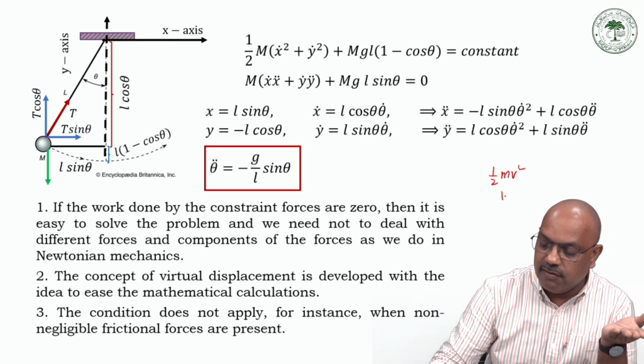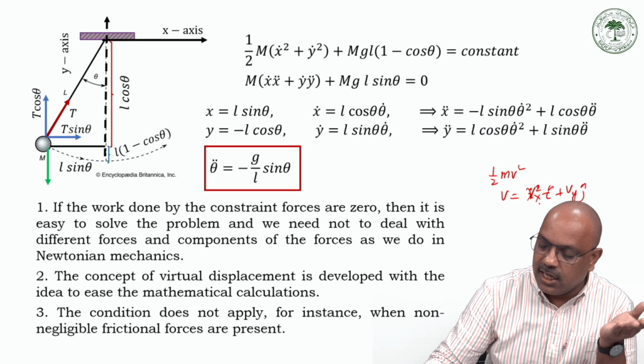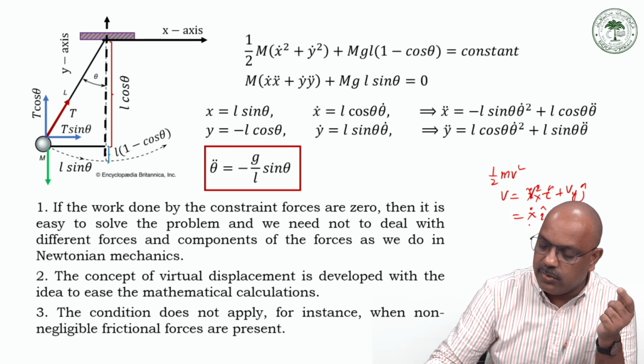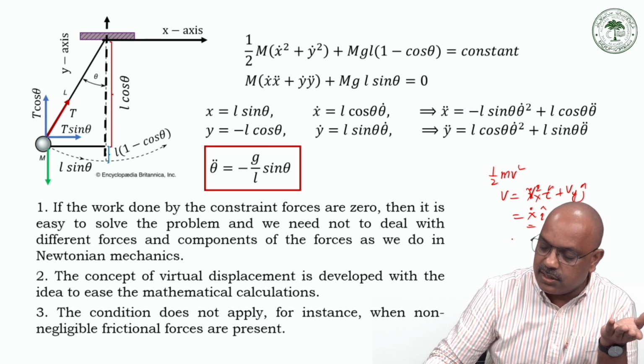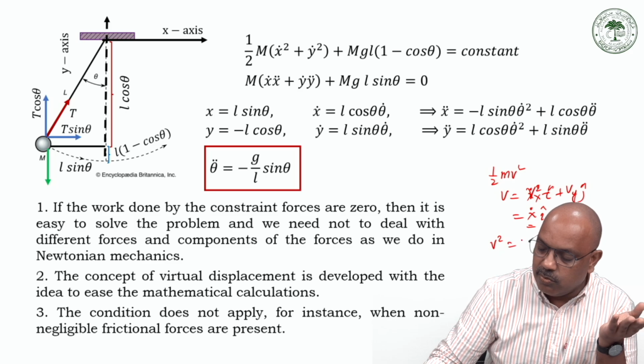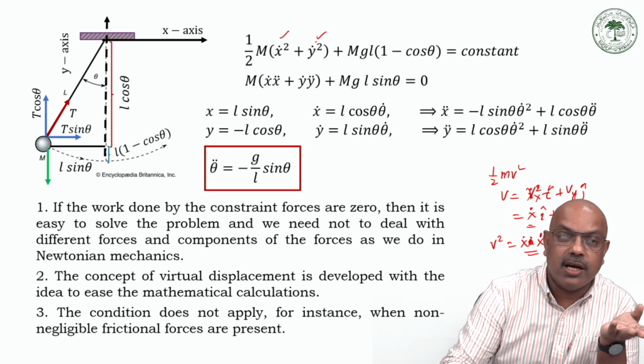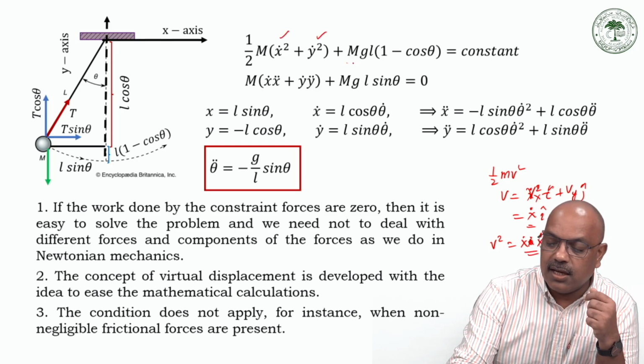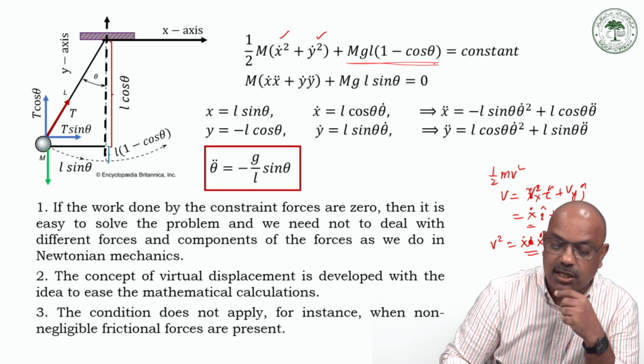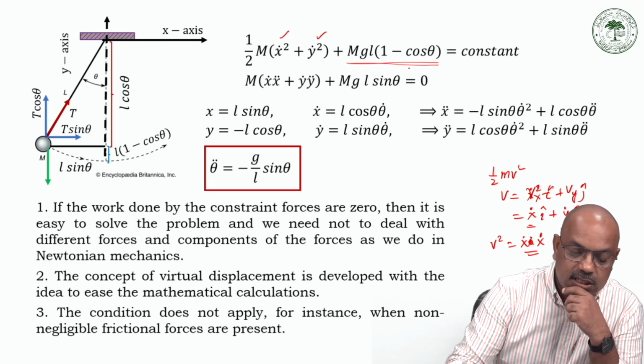V is basically Vx i plus Vy j, and Vx i is x dot i plus y dot j. So V square is going to be x dot times x dot, which is x dot square, plus y dot square. And then this is the potential energy, mgl cos theta. Why mgl cos theta?